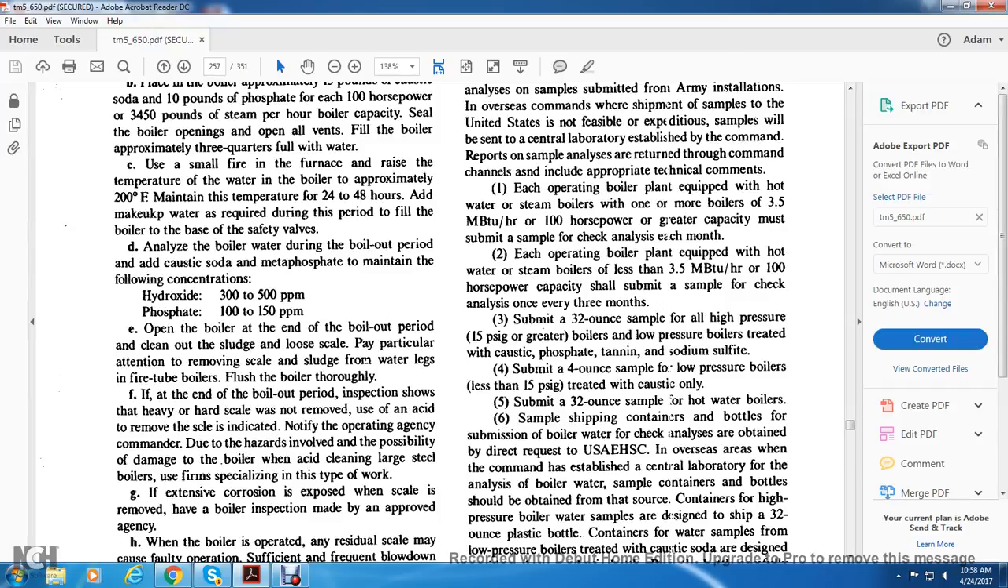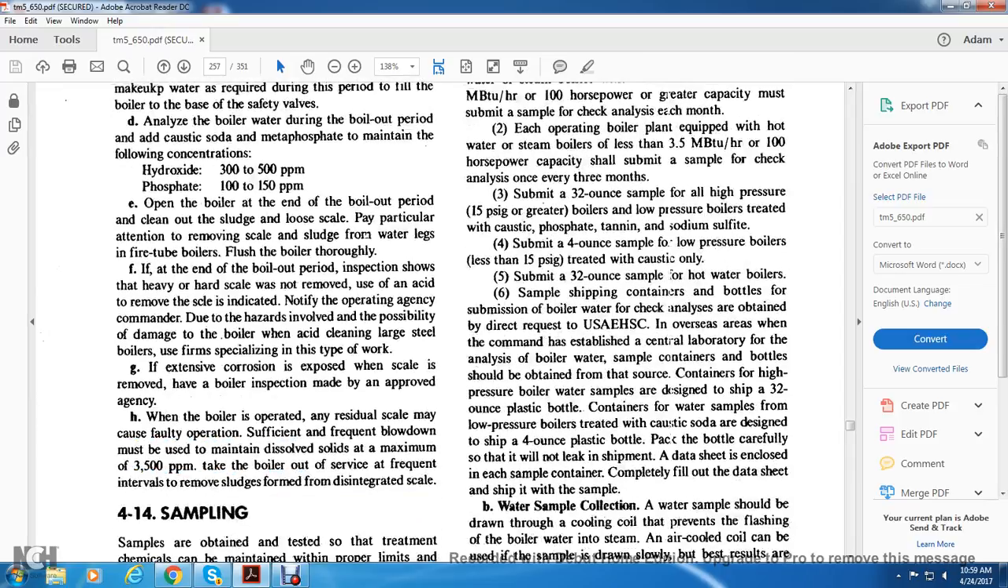3. Submit a 32-ounce sample from high-pressure boilers, greater than 15 psi gauge, and low-pressure boilers treated with caustic, phosphate, tannin, and sodium sulfite. 4. Submit a 4-ounce sample from low-pressure boilers, less than 15 psi, treated with caustic only. 5. Submit a 32-ounce sample from hot water boilers. 6. Sample shipping containers and bottles are obtained with the submission of boiler water for check analysis by direct request to the USAEHSC, or overseas, the command-established central boiler water laboratory for the analysis of boiler water samples.